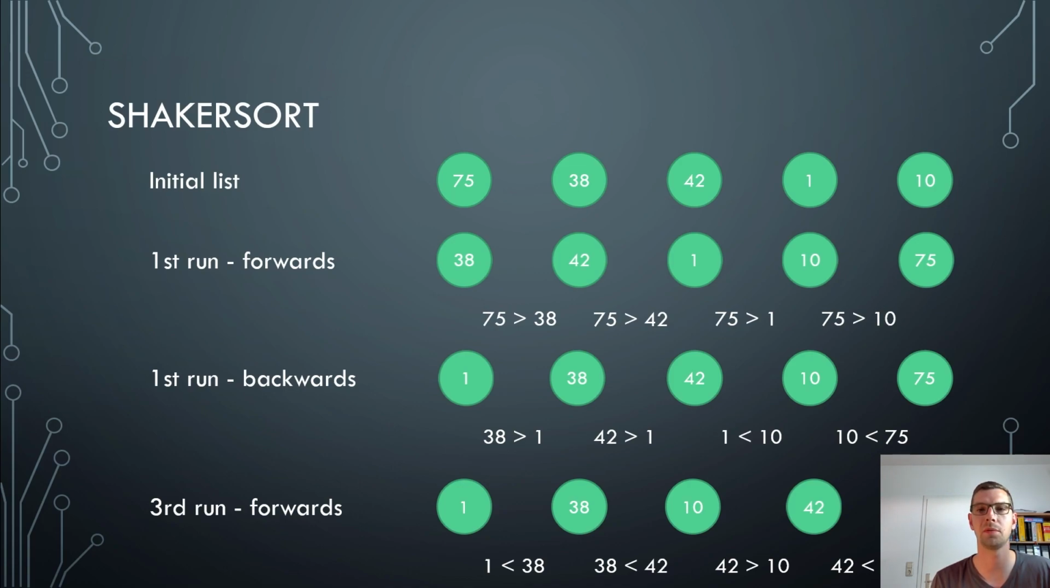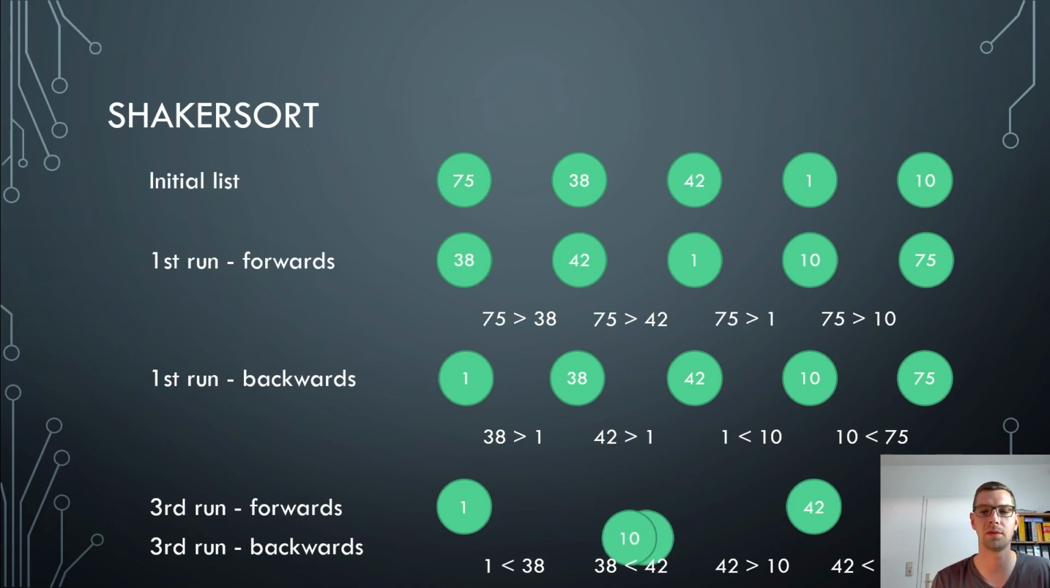And then we do the same also in our backwards run. That should be the second run there, not the third. So we start now at the 75 compared with the 42 and go back, and we don't swap unless we compare the 38 and the 10. So there we have to swap these two, and then we compare the 10 with the 1 and we don't have to do a swap there.